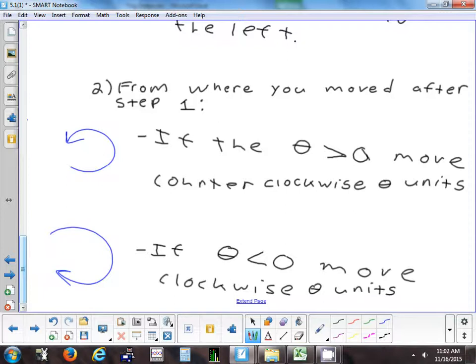All right, so we got r, now we got theta. Any questions on which way you move for theta? How you figure out if it's counterclockwise or clockwise? All right. Anybody need to still copy down? Good? Yep.